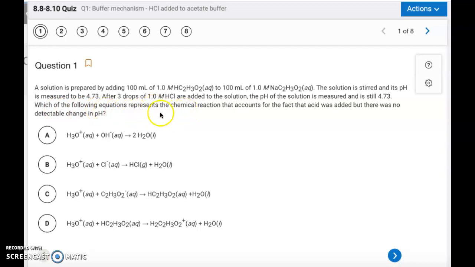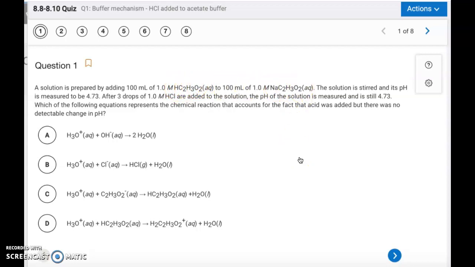So which of the following equations represents the chemical reaction that accounts for the fact that acid was added but there was no detectable change in pH? What happened to the buffer system when this hydrochloric acid was added? Well, when you add hydrochloric acid, the chloride is just a spectator. That's not doing anything. It's the hydrogen ions, represented down here with the hydronium, H3O+. So the hydronium is going to react with the conjugate base and produce HA, or acid molecules.